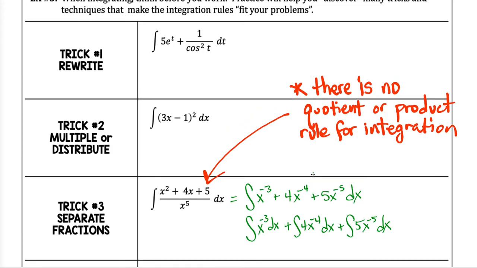So writing things as individual terms is going to be helpful. On this top one, is there anything you could do to rewrite it to make this look simpler to start with? Pretend you were doing derivatives. Would you like to do the derivative of 1 over cosine squared? What would you prefer to take derivatives of?